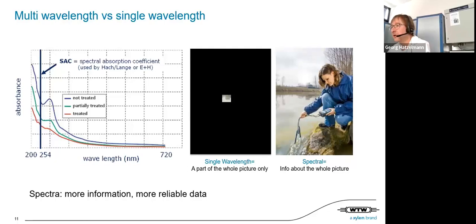And here we have the comparison between multi-wavelength versus single wavelength sensors. There are a lot of sensors in the market which measure only on one wavelength. You can see on the right side, if you have a single wavelength, then it's only a part of the complete picture. It's only one spot. If you have a spectral measurement, you have information about the whole picture. Based on this, the spectra have more information, and then you have more reliable data.